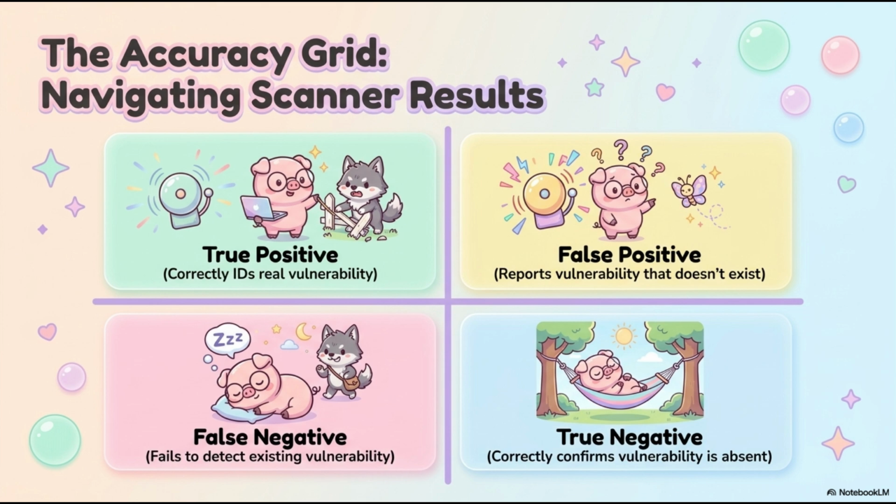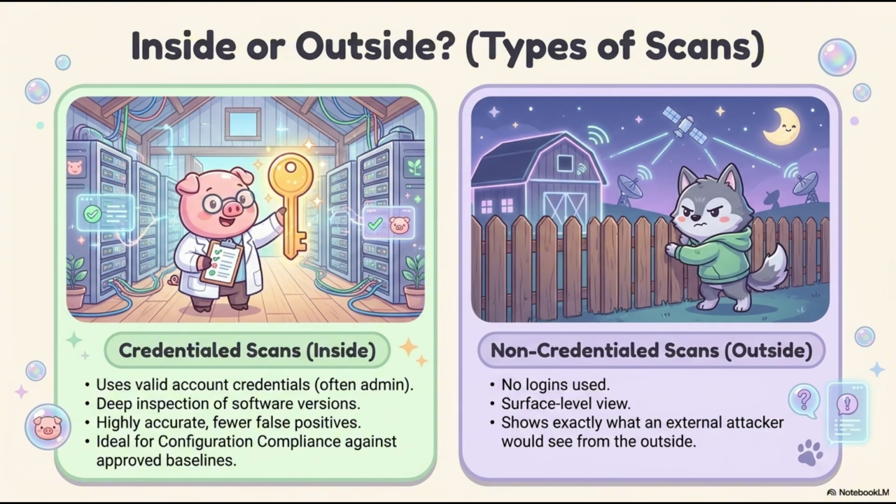A false positive occurs when a scanner reports a vulnerability that does not actually exist on the system. A false negative occurs when a vulnerability exists, but the scanner fails to detect it. A true positive correctly identifies a real vulnerability, and a true negative correctly confirms that a vulnerability is absent.